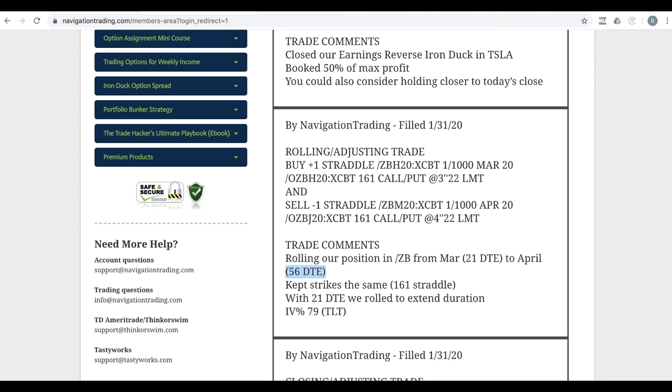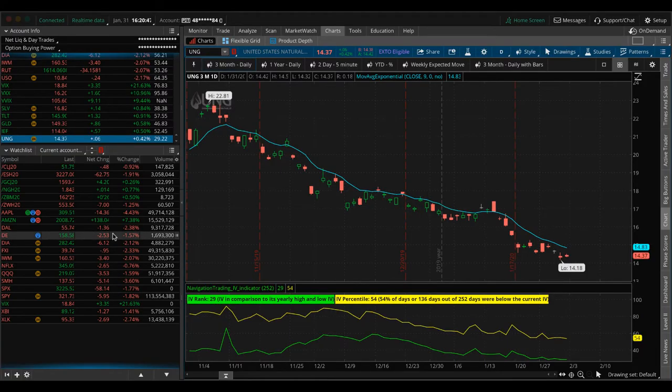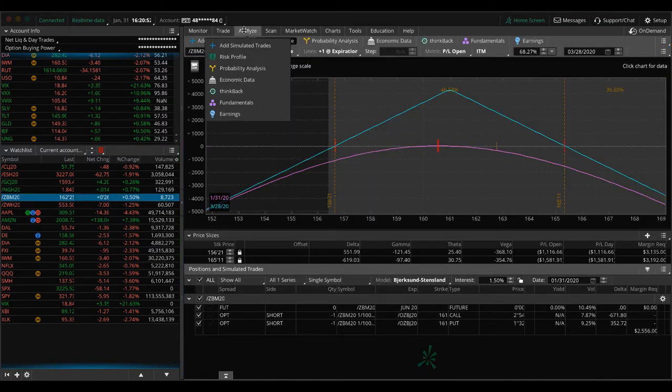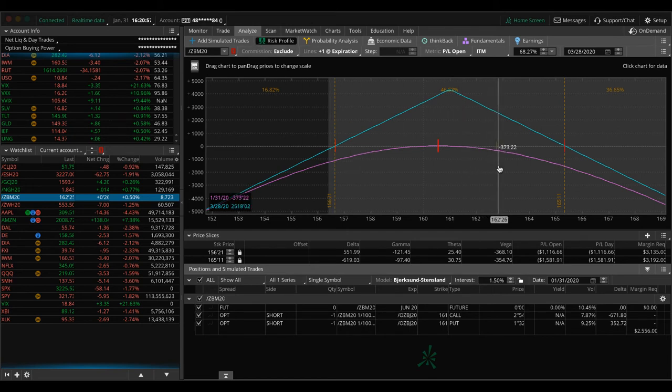Did have a question on this in the community, so let me readdress that real quick as well. The question was, why did we stay with that 161 strike? And here's the reason. Remember, if price moves out of our range and there's very little value left in the untested side, which if it moved up, that would be the put side, right? Then we are going to roll the puts up.